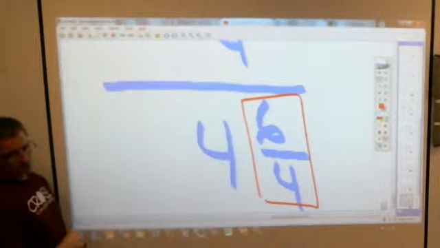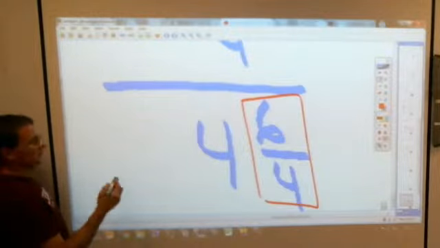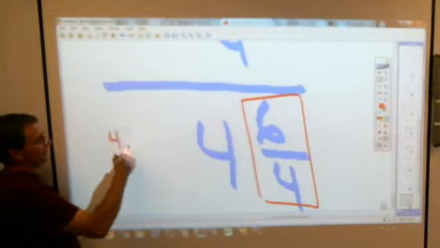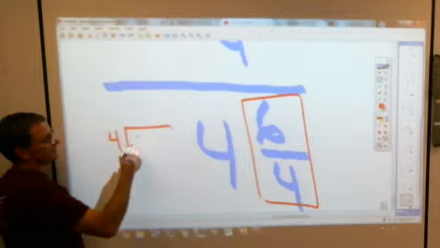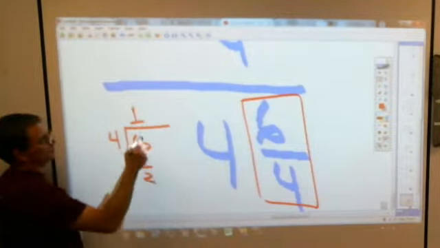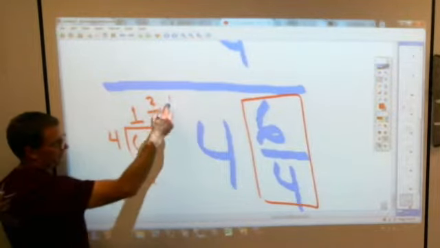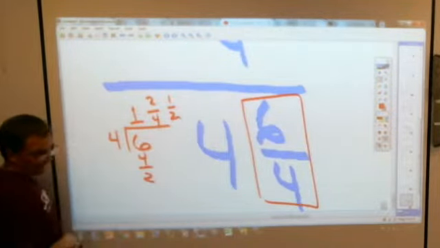How do I change 6/4 into something that's really usable? I have to do what, Kate? Divide. Yeah, and maybe you can do it here, maybe you can't. 4 into 6 is one whole thing with 2 left over, 1 2/4, which we usually reduce to 1 1/2. So is my answer 1 1/2?